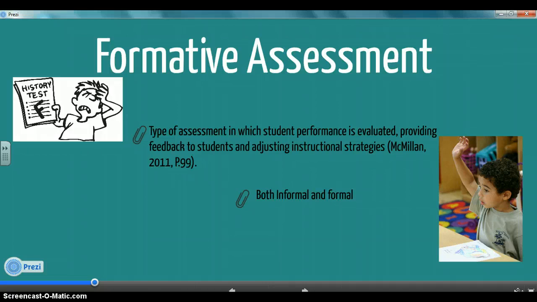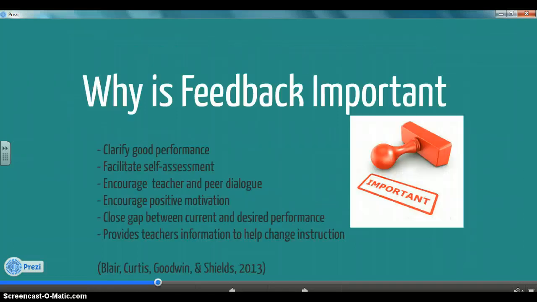In your groups, I would now like everyone to discuss the importance of feedback. Why do teachers use feedback? Feedback is important to use in school because it clarifies good performance, it facilitates self-assessment, it encourages teacher and peer dialogue, it encourages positive motivation, it closes the gap between current and desired performance, and provides teachers information to help change instruction. Before I begin, I would like everyone to begin working on activity number 1, which you received at the beginning of this workshop.